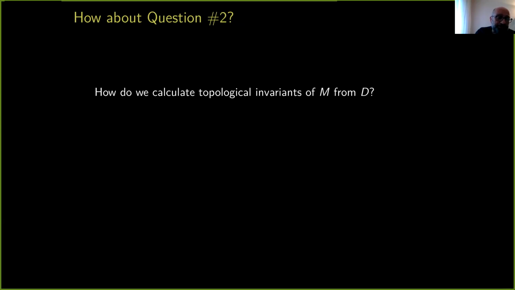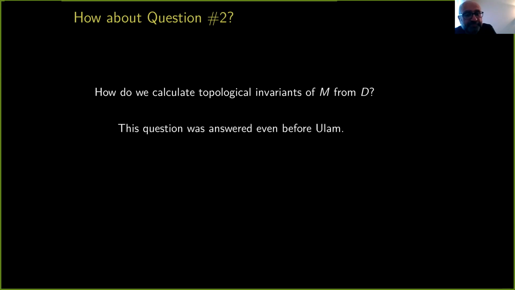The second question is: if I have this collection of balls, this collection of points in R^n, how do I calculate the topological invariance of M using only this finite set of points? This answer actually predates the Borsuk-Ulam nerve theorem much, much earlier, because originally when people were doing topology, they were using CW complexes or these simplicial complexes, which essentially does the following steps.